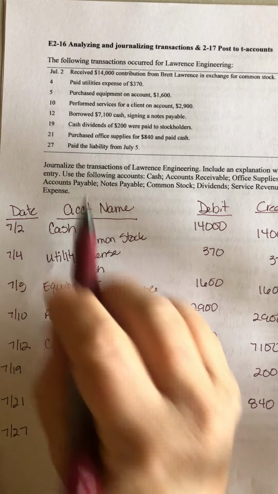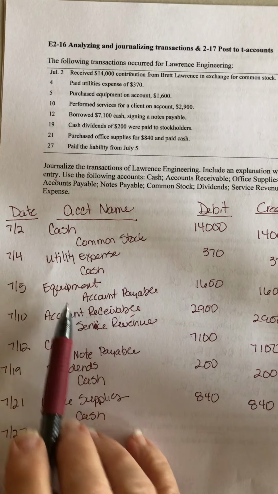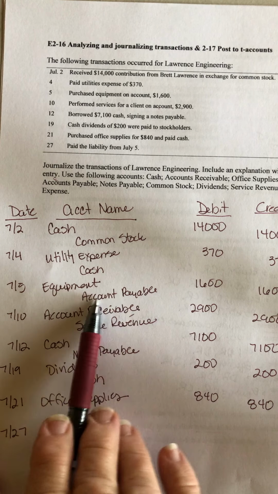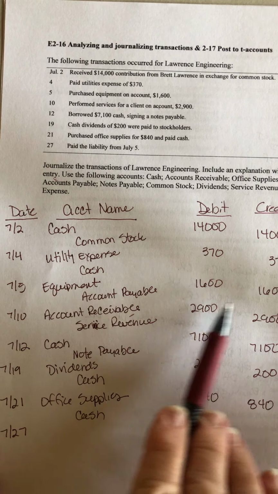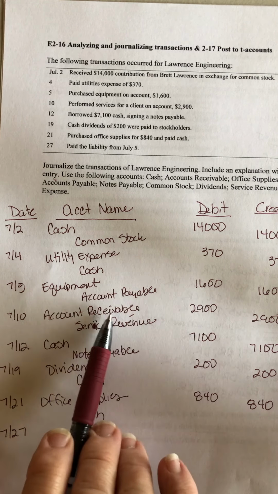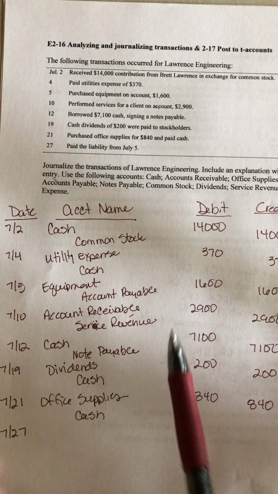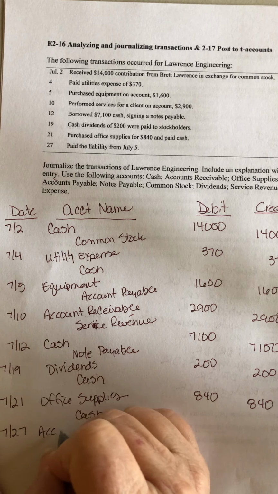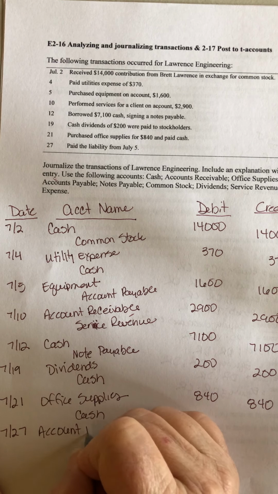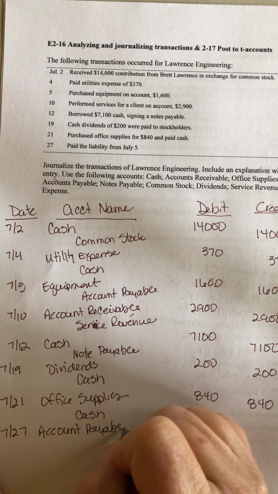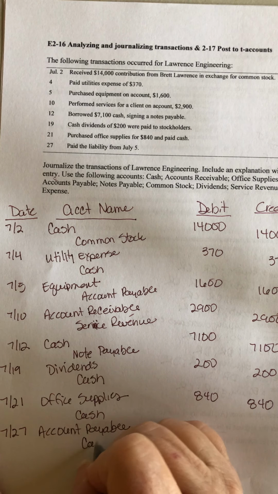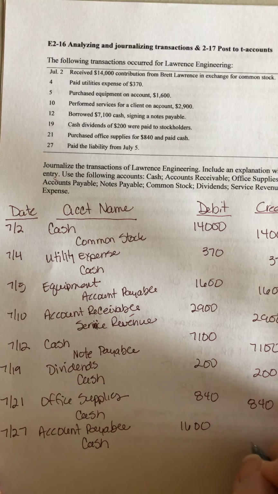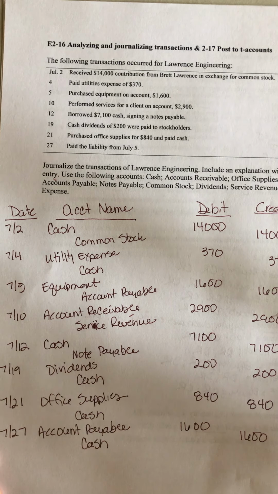And 7/27, I paid the liability from July 5th. So up here on July 5th, I bought some equipment for $1,600 on account. I'm now paying this accounts payable. All right, accounts payable is a liability. When I pay it, it's going down. Decreases to liabilities are recorded with debits. So I'm going to debit accounts payable, and I pay for it with cash. Cash is an asset. It's decreasing, so I'm going to credit cash.